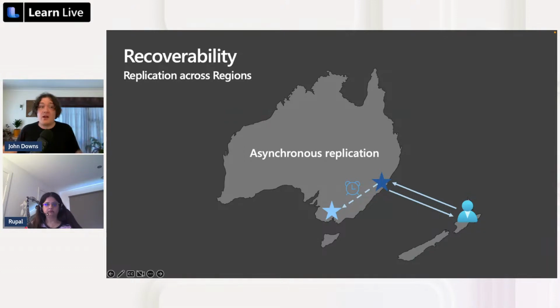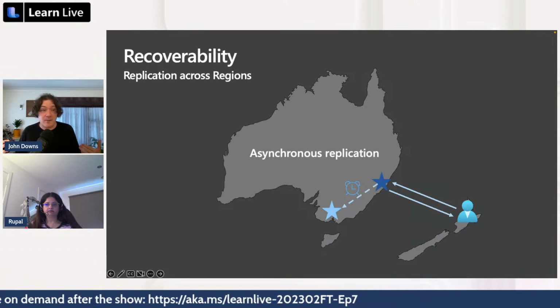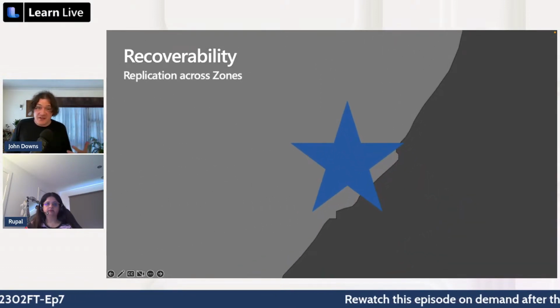But if we do this kind of approach, then our RPO, our recovery point objective, increases because the frequency at which we replicate the data affects how much data we might lose. So, for example, if we replicate data every 10 minutes between Sydney and Melbourne, then in a disaster, it's possible that we might lose up to 10 minutes of data. So our RPO for that kind of disaster is 10 minutes. But Azure also gives us another option too.